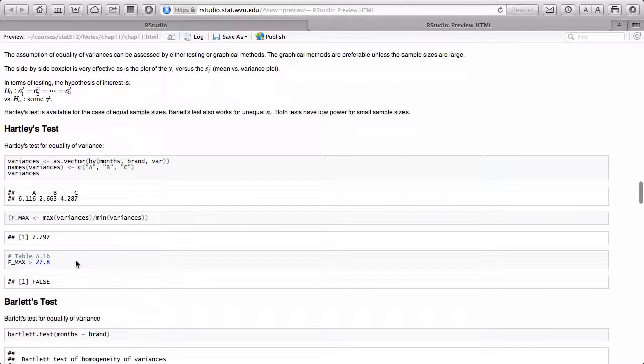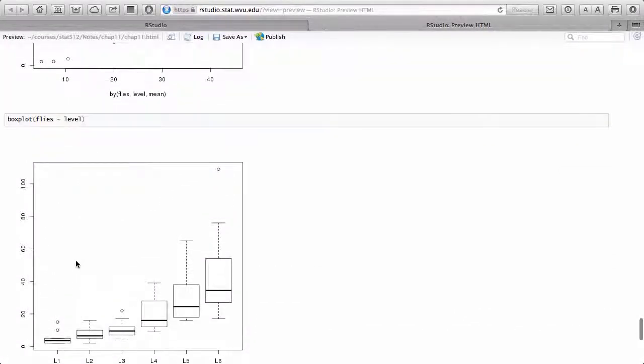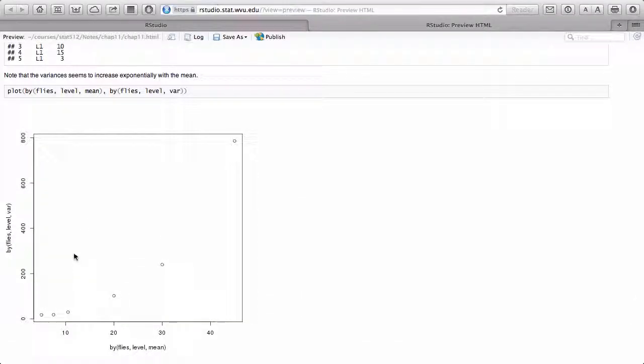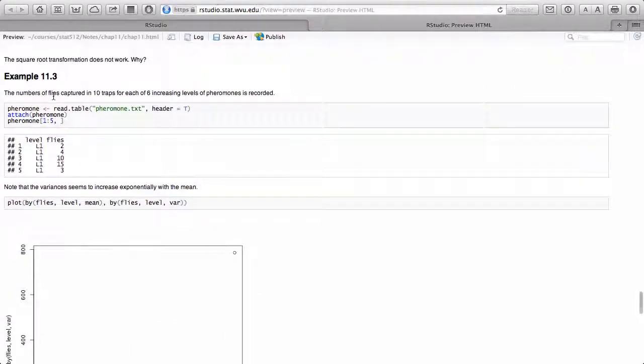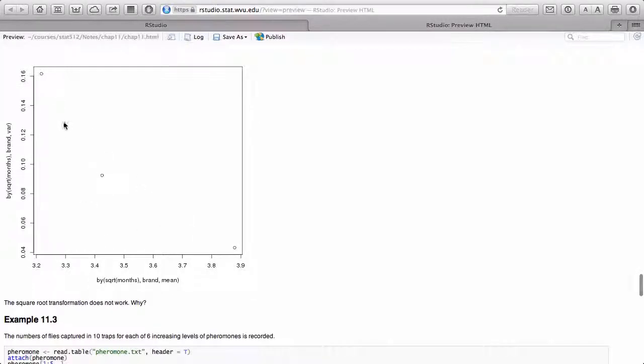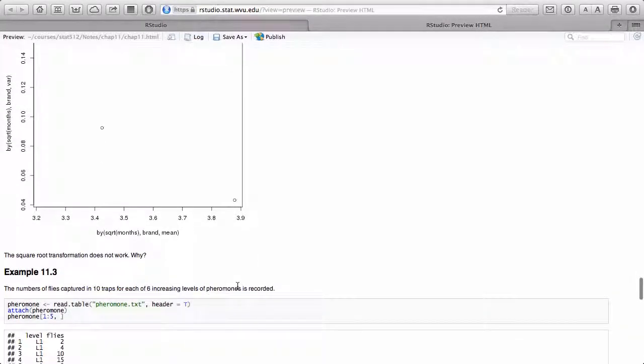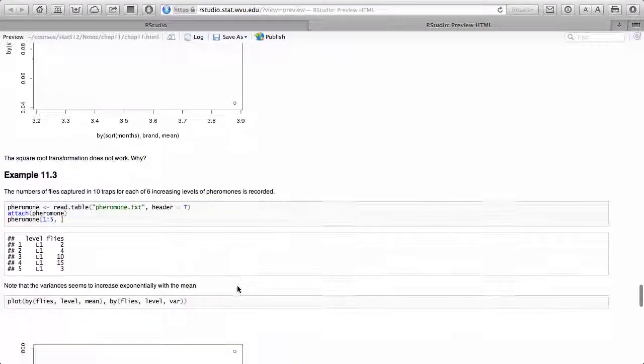So when we do this, if we get, in this case, what I was doing is I was saying buy. I'm looking at. Oh, okay, here it is. This is the example where I have brand and months, and I'm looking at this drop-off. And again, the square root's not going to work in this case. It would work for a positive slope, but not a negative slope.